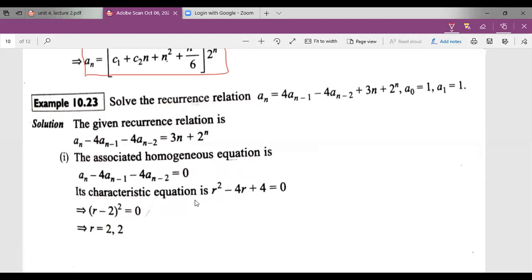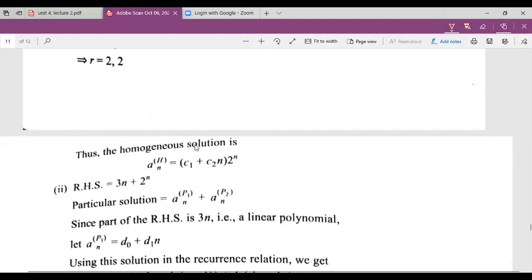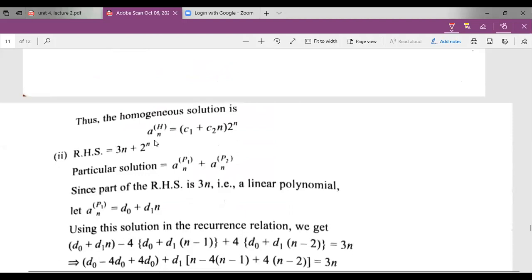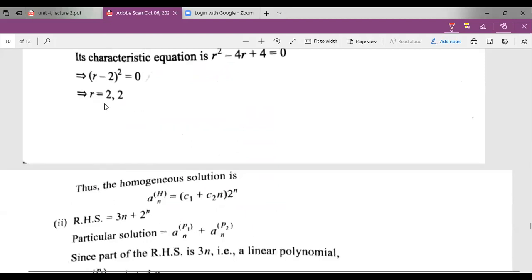From that we write the characteristic equation r^2 - 4r + 4. Sorry, here plus 4. Okay. So the roots are r = 2, 2. Thus the homogeneous solution is a_n^(h) = (c1 + c2 n) 2^n, because here the roots are real and the same, then the solution is (c1 + c2 n) 2^n.